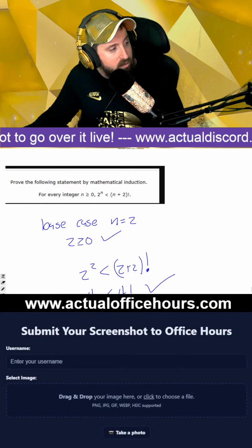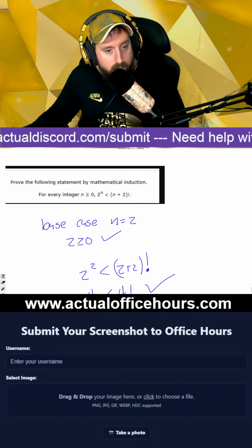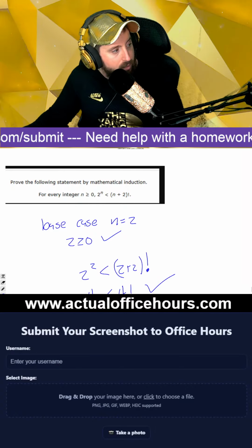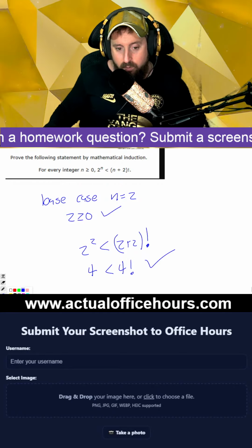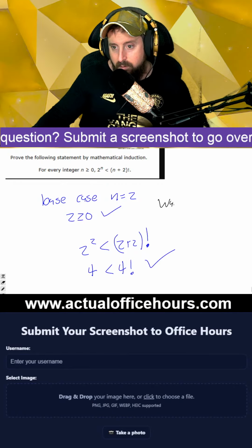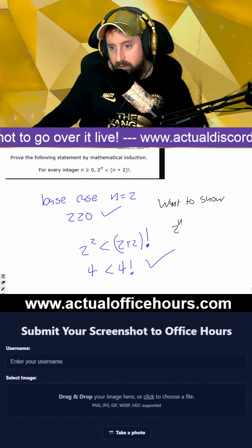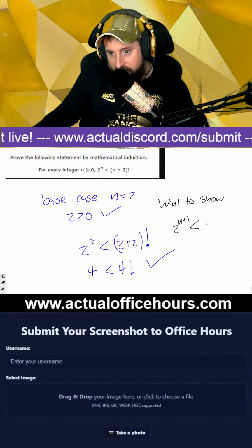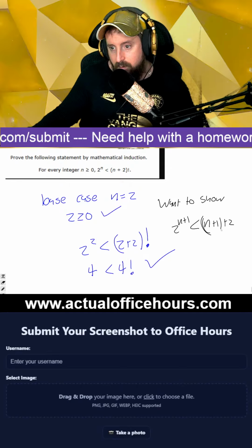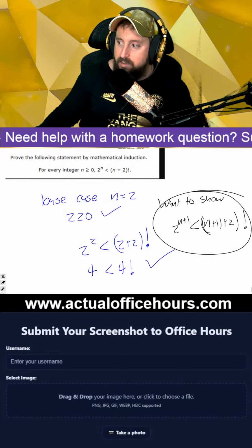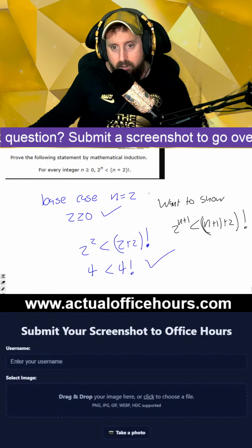Now what I have to do is assume that it's slightly larger, right? I have to show that it works for n plus 1. So here's what I want to do. I want to show that 2 to the n plus 1 is also less than n plus 1 plus 2 factorial. Because if we can show this works, then we know for any other n, any other number, it'll work.